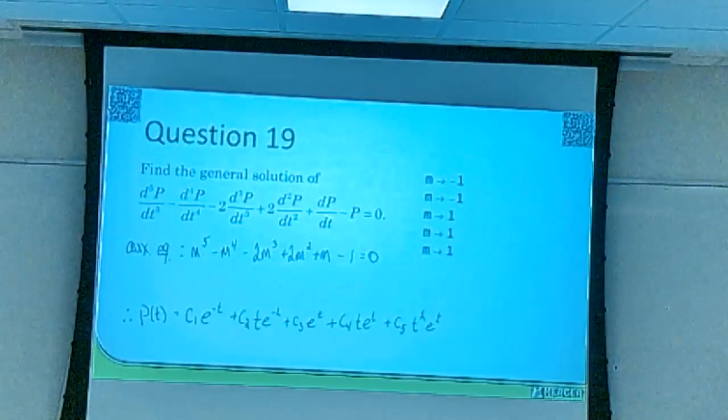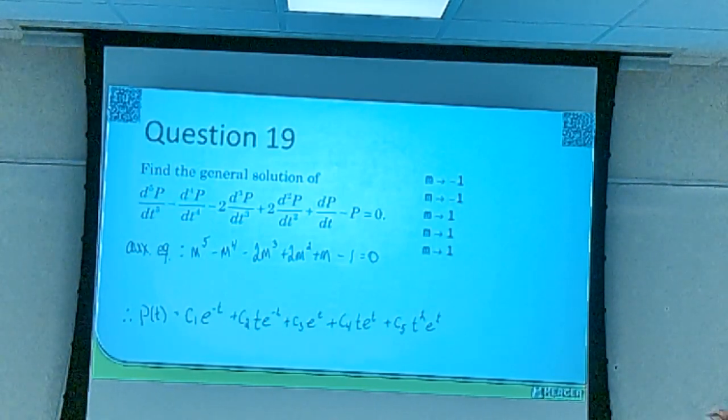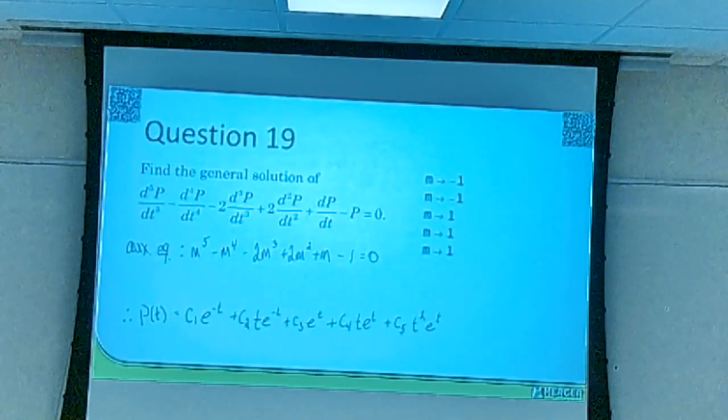Which means the hardest part of these is solving the auxiliary equation. After that, it's literally just like a cookbook. You follow the recipe. Is it a distinct root? Here's the form. Is it repeated? Here's the form. Is it complex? Here's the form.